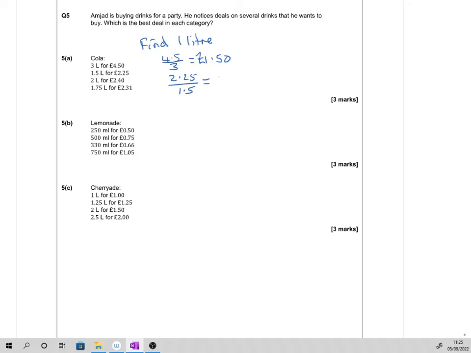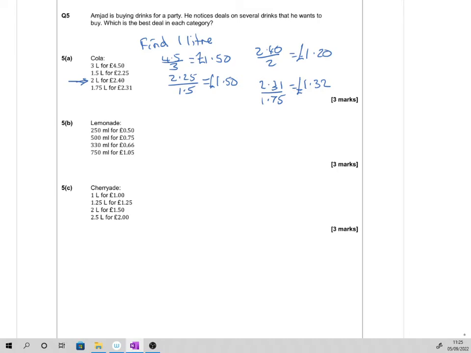2.25 divided by 1.5 equals £1.50. Third one, £2.40 divided by 2, which is £1.20. And the fifth one is £2.31 divided by 1.75 litres. 2.31 divided by 1.75 litres is £1.32. £1.32. So the best one is this one.